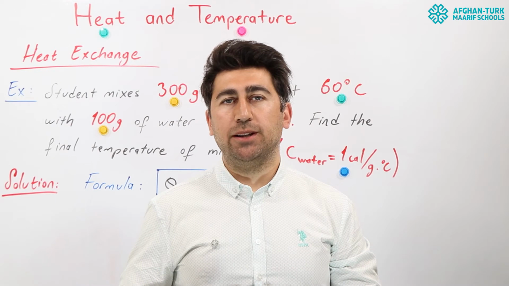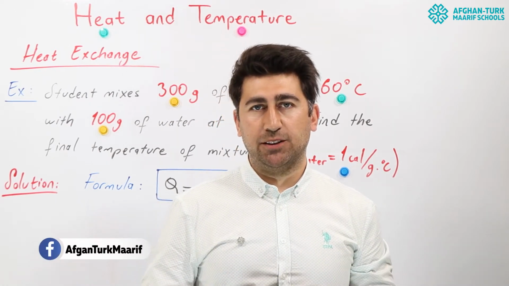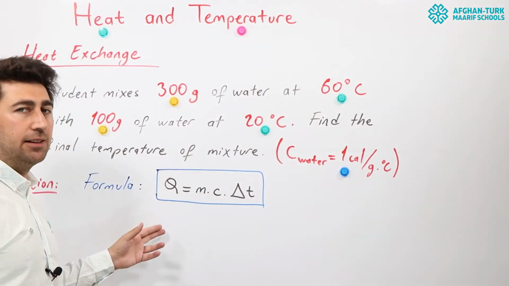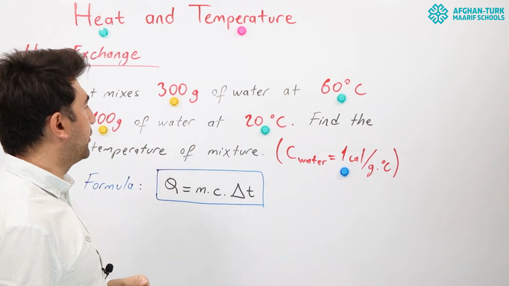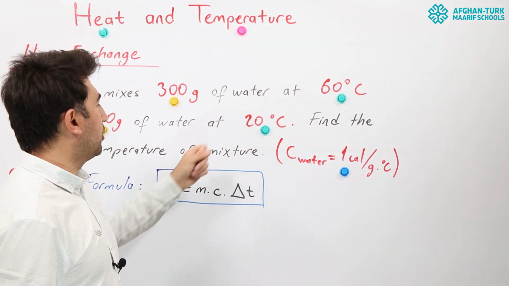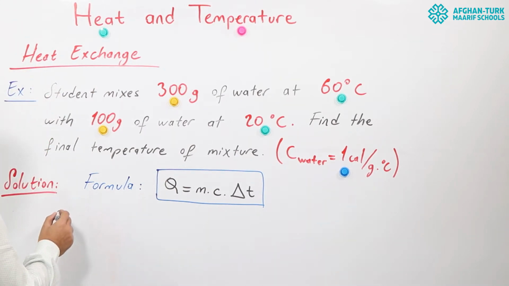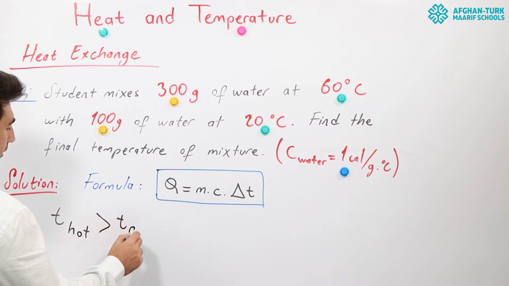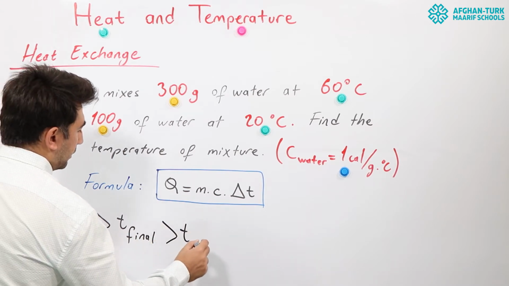Before we start solving the example, we have to define the relationship between the temperatures. We have three temperatures here: T final, the temperature of the first cup of water, and the temperature of the second cup of water. So it could be like this: T hot is bigger than T final, and it's bigger than T cold.